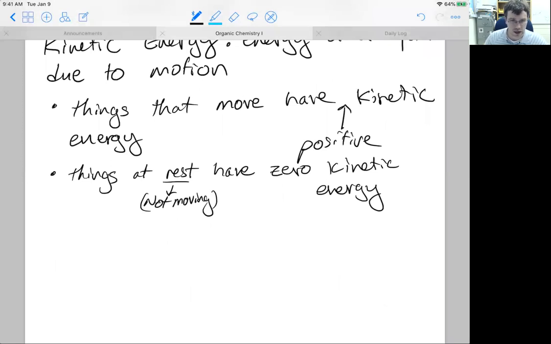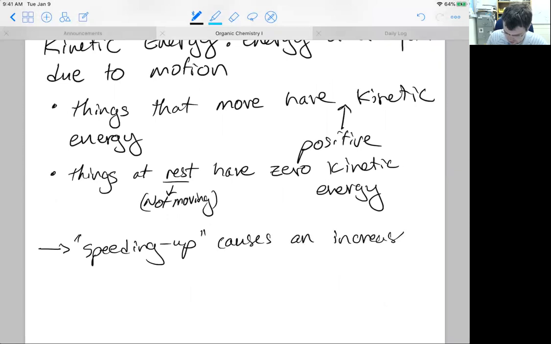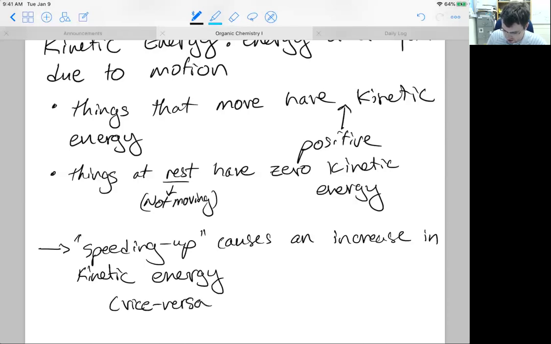Okay, so speeding up, if we think about these values, causes an increase in kinetic energy. And then vice versa for slowing down. That is, as you slow down, you're going to decrease the kinetic energy.